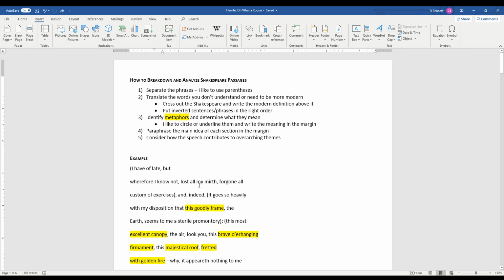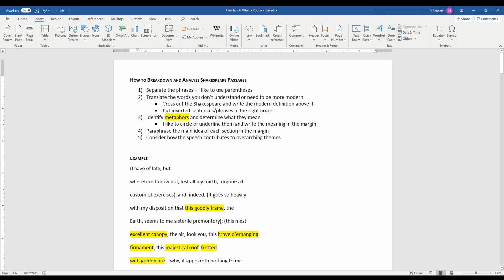Step 1, separate the phrases. Step 2, translate the words that you don't understand or that you need to be more modernly phrased. Like you might know what the word itself means, but you don't understand its usage. And this is kind of where the hardest part comes in. That's not an easy thing to do. You really have to struggle with the meaning there and exactly what he's trying to say.